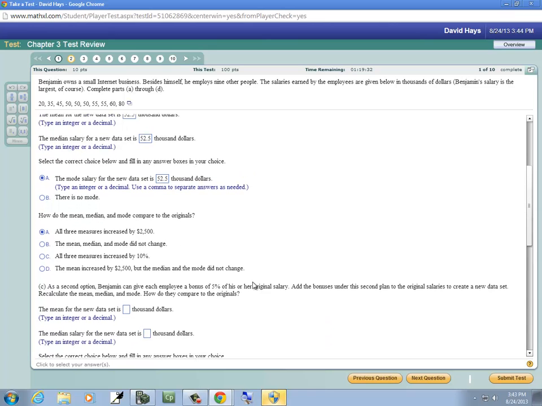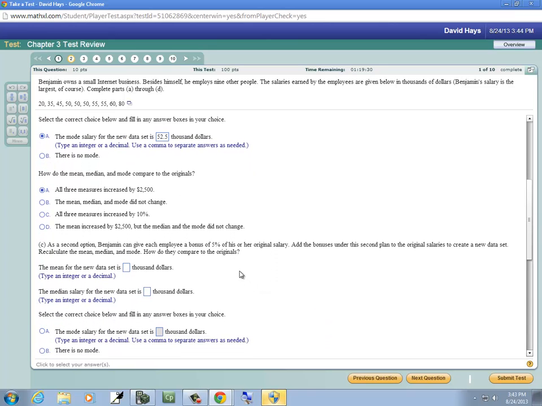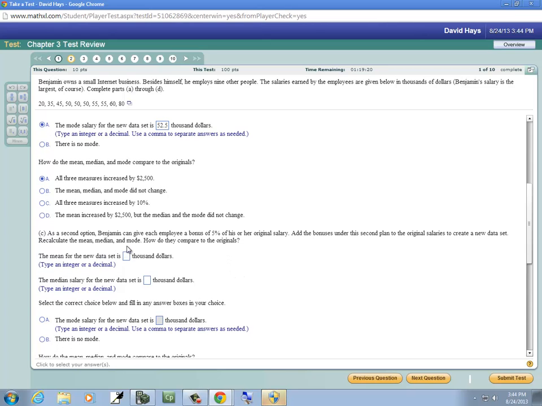Okay. As a second option, Benjamin can give each employee a bonus of 5% of his or her original salary. Add the bonuses under this second plan to the original salaries to create a new data set. Recalculate the mean, median, mode. So 5% of the original salary.